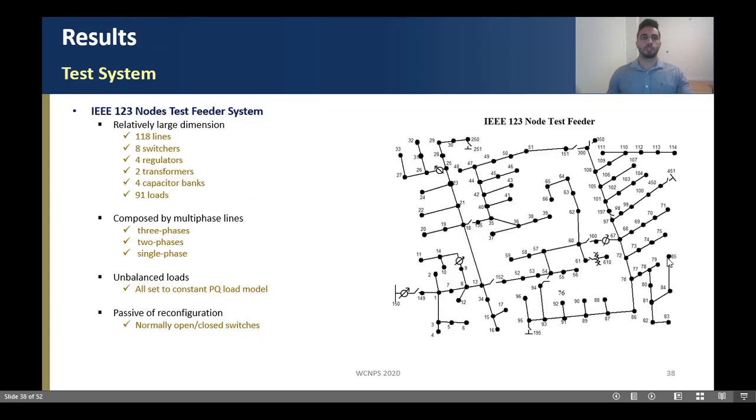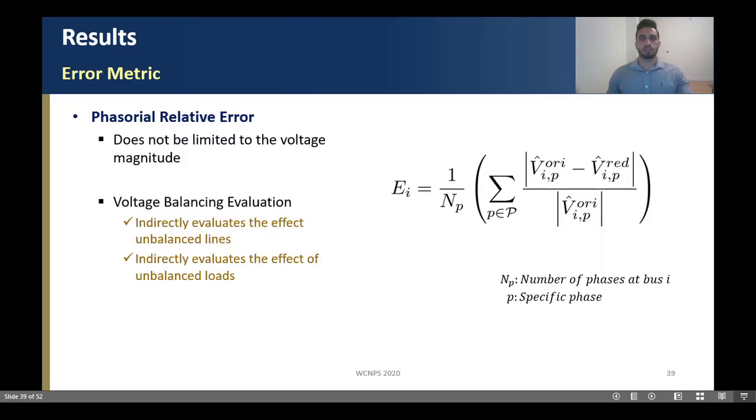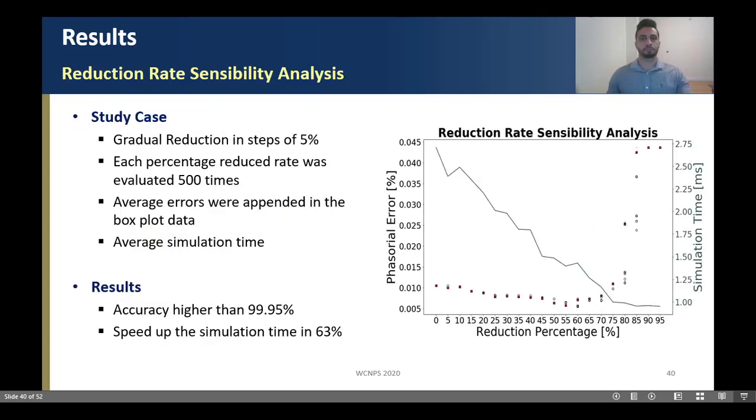For the results, we chose the IEEE 123-node test feeder system, mainly because of its unbalanced characteristics. Rather than using a voltage magnitude difference, we chose to use a phasorial relative error in order to make our evaluation more accurate, and also to indirectly evaluate the unbalanced conditions of the systems.